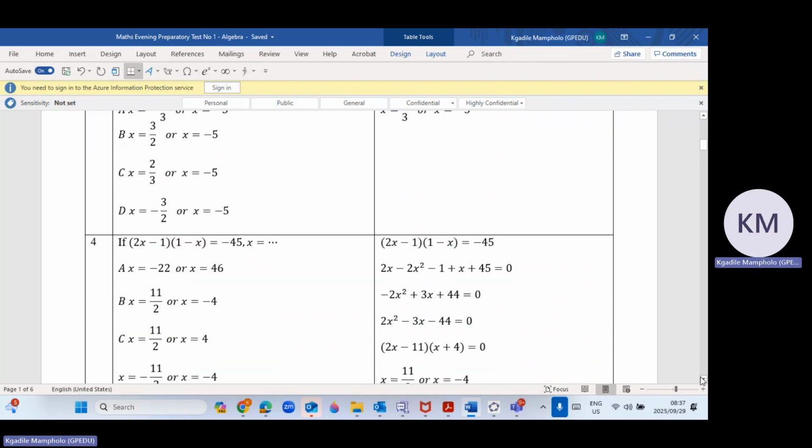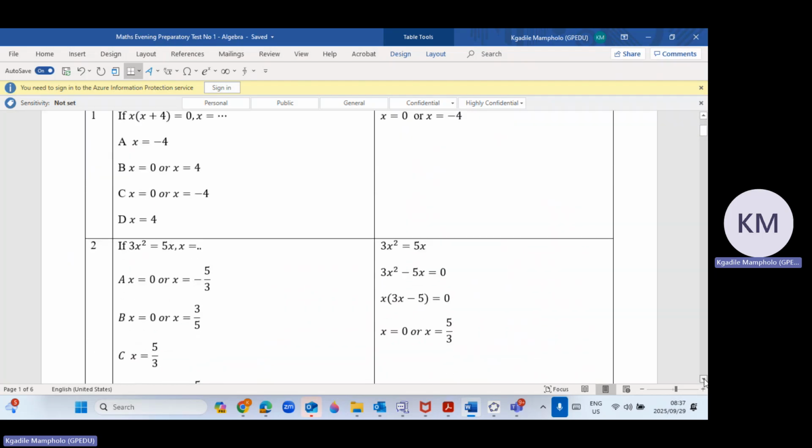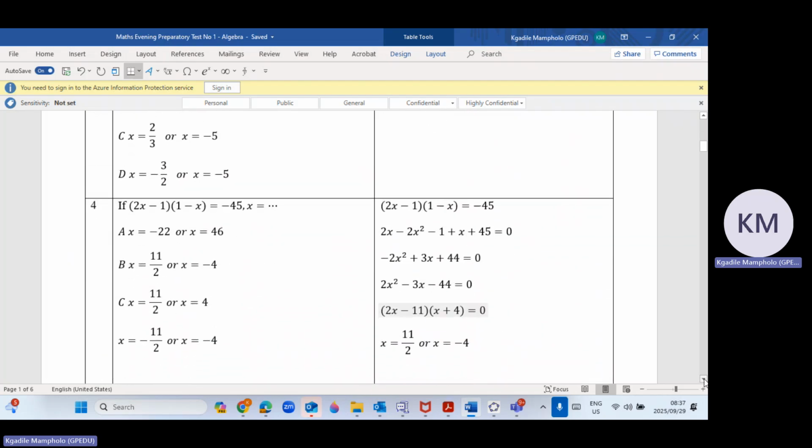Unlike question 3, this one has been factorized, but the other side is not 0, it's -45. In this case, you have to clear the brackets, take -45 to the left, and divide both sides throughout by negative. Remember, when you are solving for the variable, or when you want to factorize, if your coefficient of x squared is negative, divide throughout by negative. But it does not mean that if you didn't divide by negative, you lose marks. You can just use the quadratic formula.